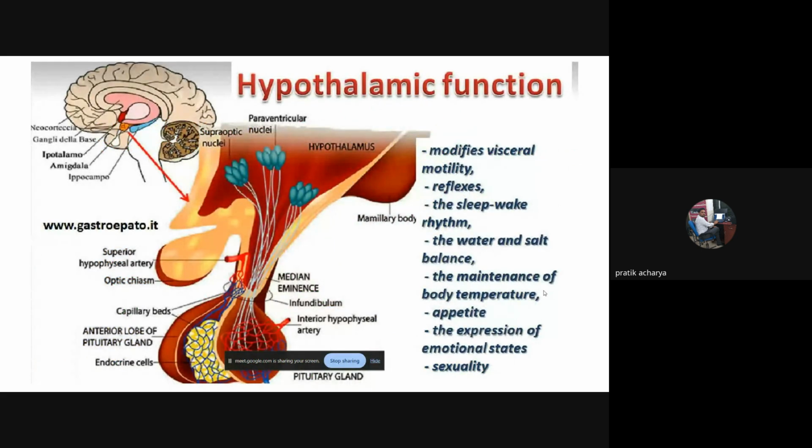This is another pictorial presentation, hypothalamic function for different reflexes, sleep-awake rhythm, water and salt balance, maintenance of body temperature, appetite center, the expression of emotional states, sexuality. Everything is maintained by this hypothalamus.